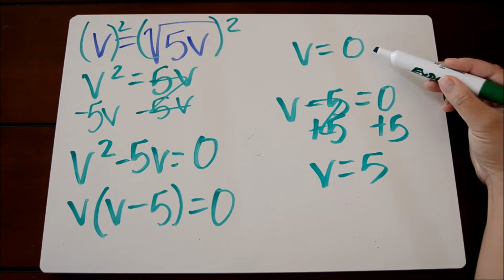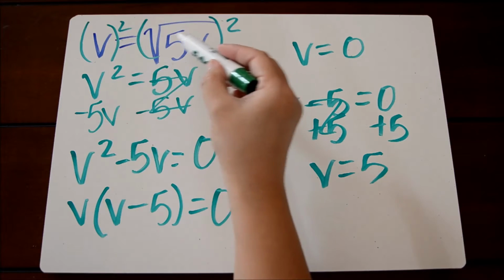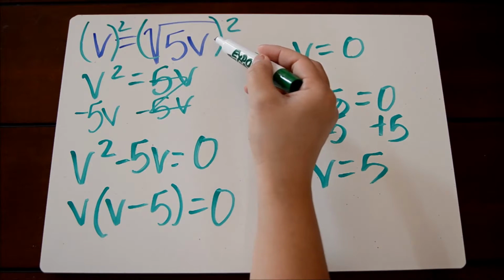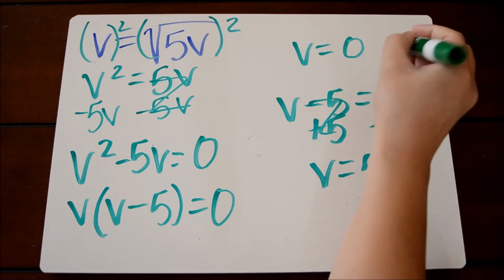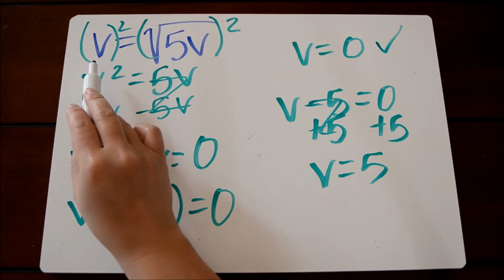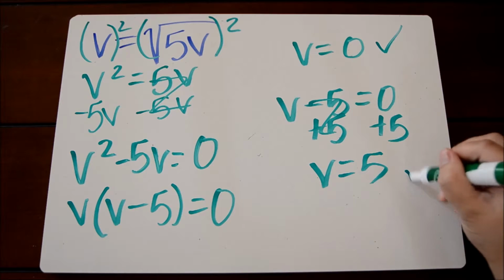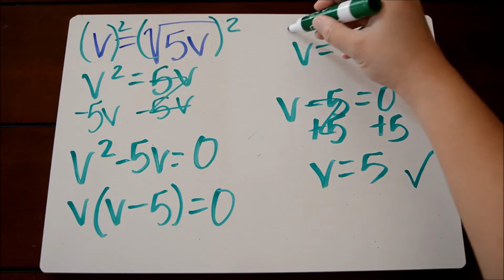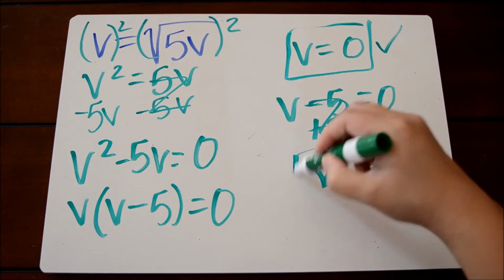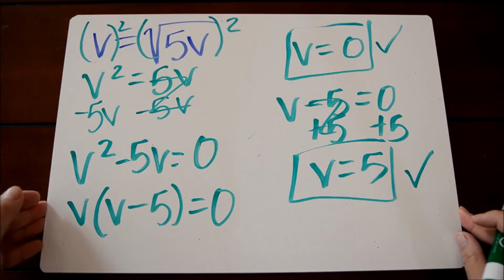So I'm going to substitute in 0. We'll get 0 equals the square root of 5 times 0, which is 0. The square root of 0 is still 0, so that actually works. This is a solution. Substituting in 5, we get 5 equals the square root of 5 times 5, which is 25. The square root of 25 is 5. So on this problem, we actually have two solutions. They both work. We get v equals 0 and v equals positive 5.